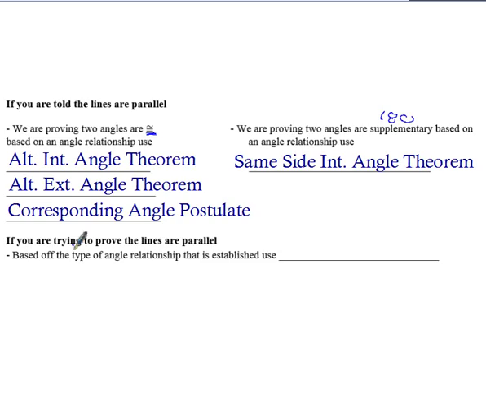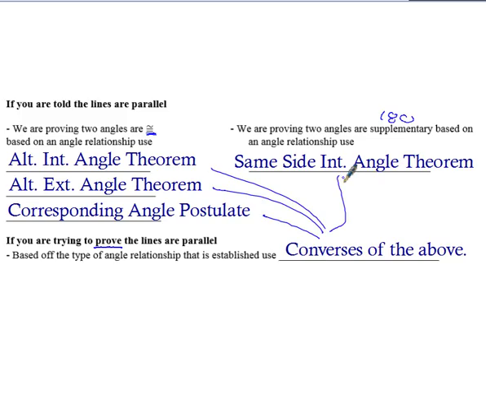If we are ever trying to prove that the lines are parallel, that's when we're going to use the converses of all these things here. So same side interior angle converse, corresponding converse. So these are all things that we can use in proofs now as to why we can do the things that we do in this class.